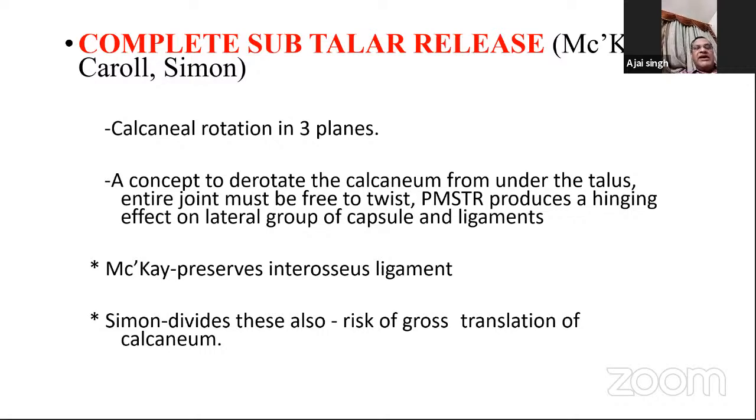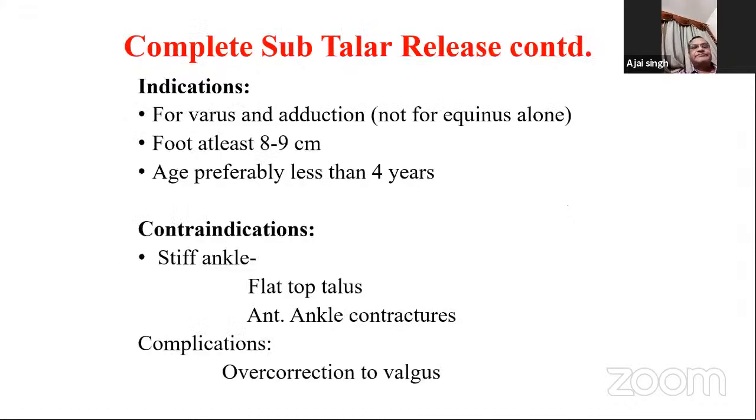But McKay preserved the interosseous ligament, and Simons divided it also. If we divide the interosseous ligament, then there is a risk of cross translation of the calcaneum over the talus. So I think McKay's preserving of the interosseous ligament is recommended. Next, please.